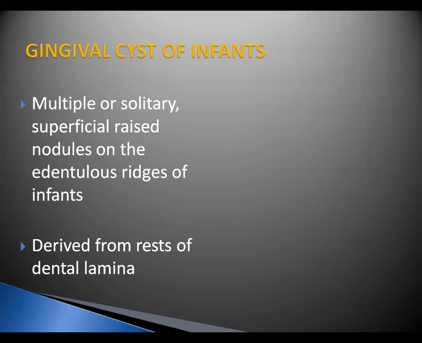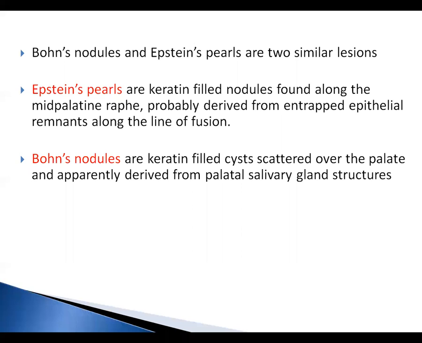Next important cyst is the gingival cyst of infants. It presents as multiple or solitary superficially raised nodules on the edentulous ridges of the infant. That means newborns can undergo this type of gingival cyst derived from the rest of dental lamina. So Bohn's nodules or Epstein pearls are two similar lesions with this type of cyst.